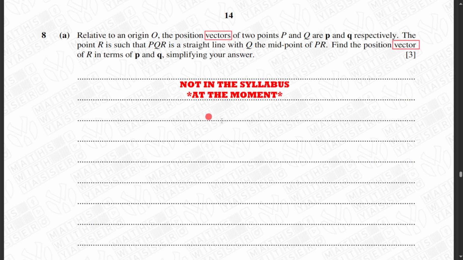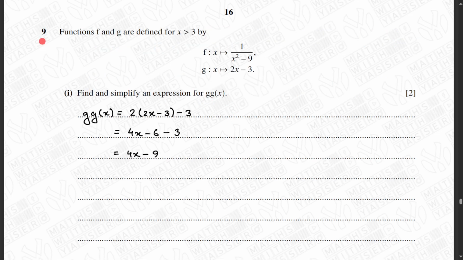Question number 8 is not in the syllabus at the moment. Question number 9. Functions f and g are defined for x greater than 3 by f of x is 1 over x squared minus 9 and g of x is 2x minus 3. Find and simplify an expression for g of g of x.